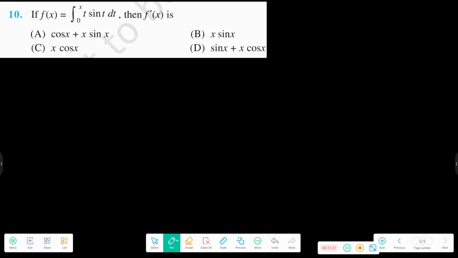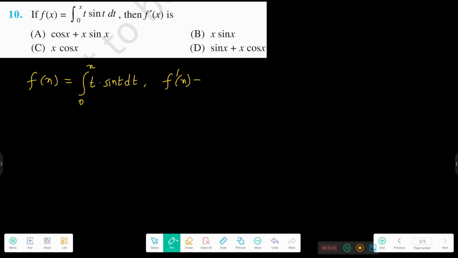Question number 10. f of x is equal to, they gave integral 0 to x t into sin t into dt. Then f dash of x is equal to what? Listen carefully, my dear. f dash of x is what they are asking.